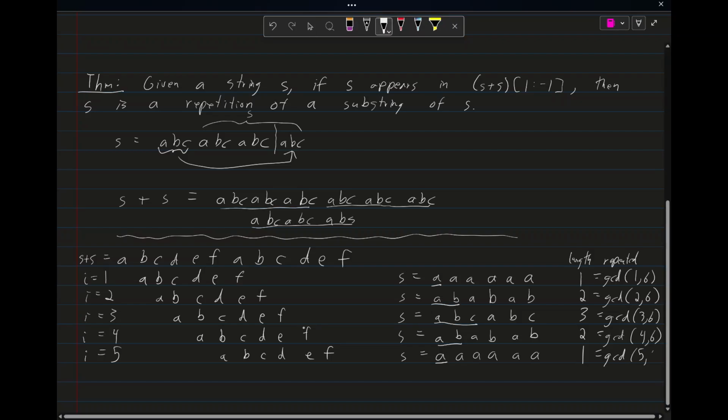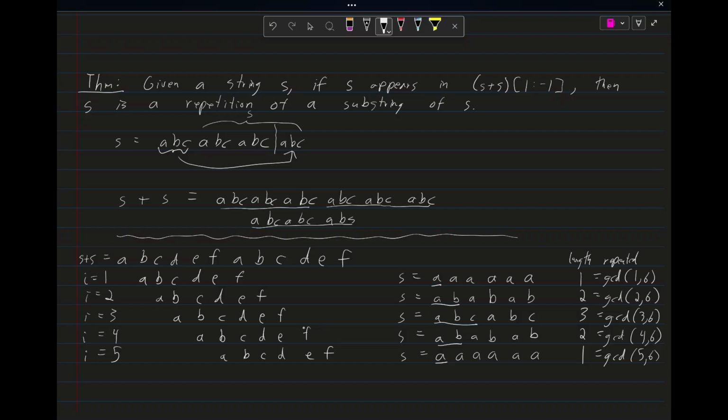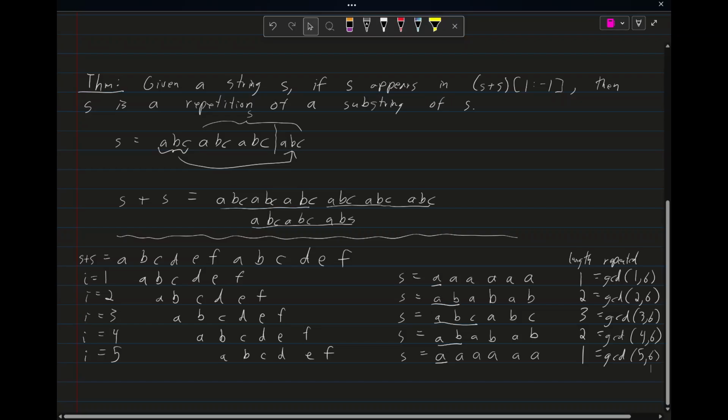I don't like using the word obvious because it's easy to make people feel bad when you use that word in mathematics, and it comes up a lot. Anyways, so you might notice this pattern where there's a relationship between the offset and the length of the pattern which is repeated. And it's that the greatest common divisor of the offset and the length of the string S is equal to the length of the repeated substring.